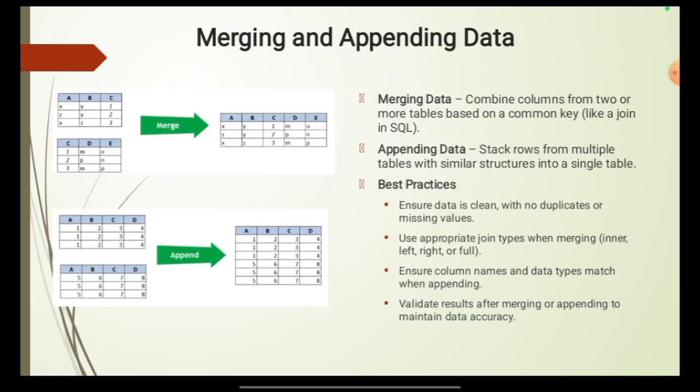So here in this part, we will be discussing merging and appending data. Let me first read out the details that have been mentioned over here and then we will discuss it. Merging data: combine columns from two or more tables based on a common key, like a join in SQL. Appending data: stack rows from multiple tables with similar structures into a single table.